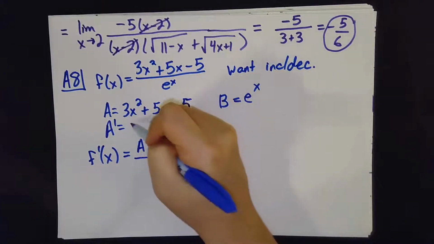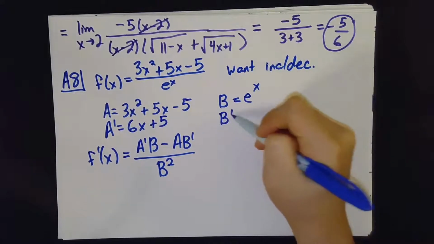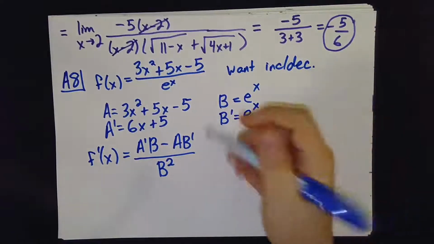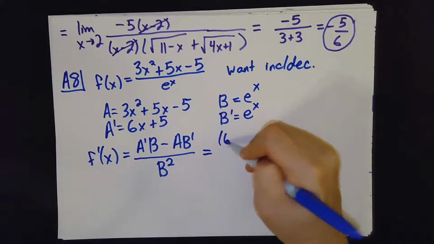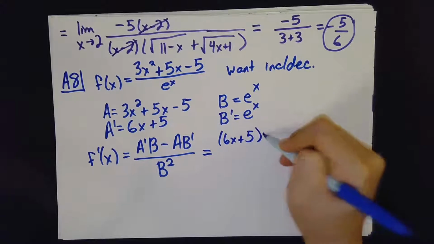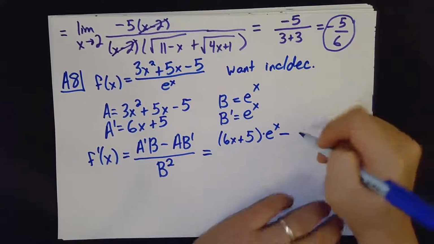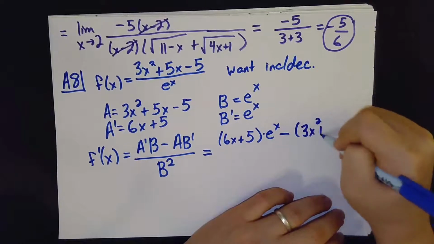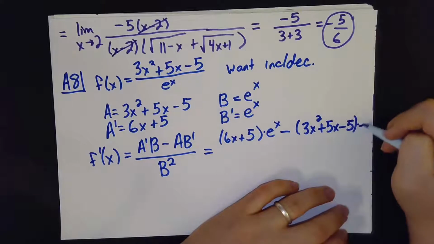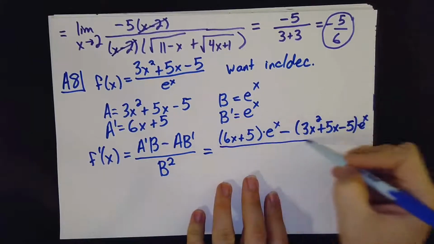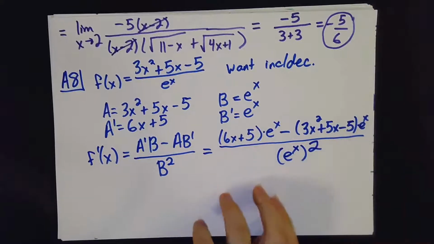Okay, so a prime here is 6x plus 5. B prime is e to the x. So the derivative is 6x plus 5 times e to the x minus 3x squared plus 5x minus 5 times e to the x, all divided by e to the x squared.